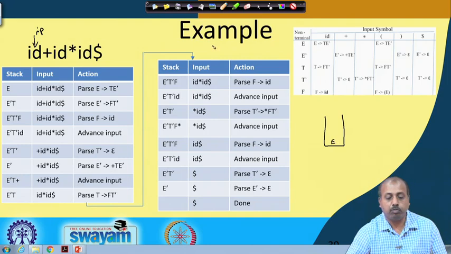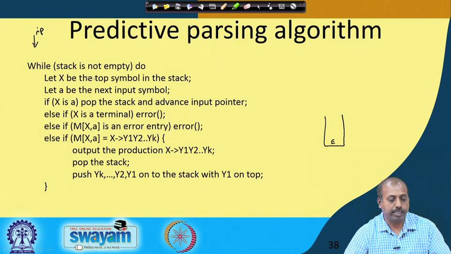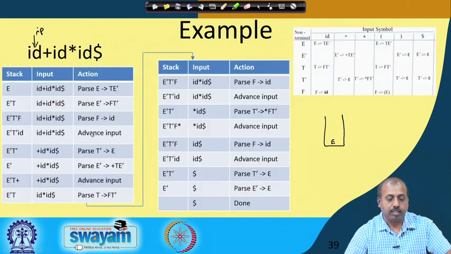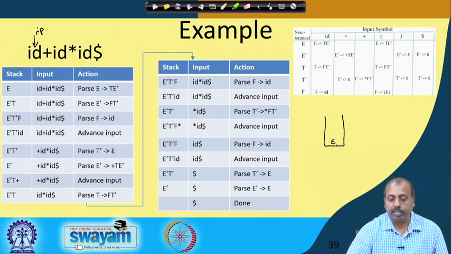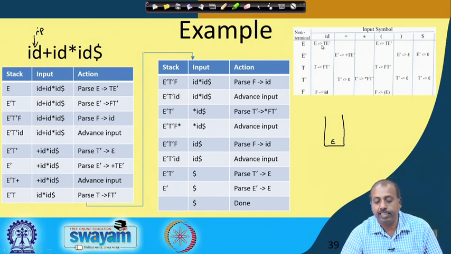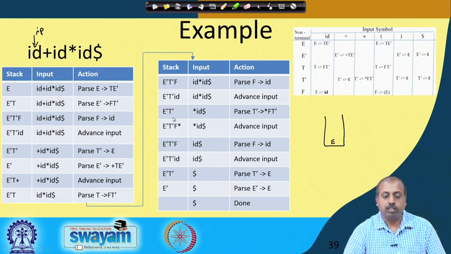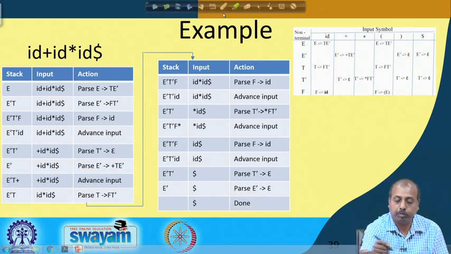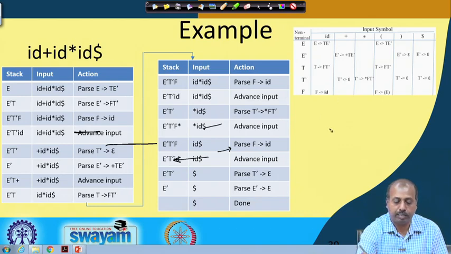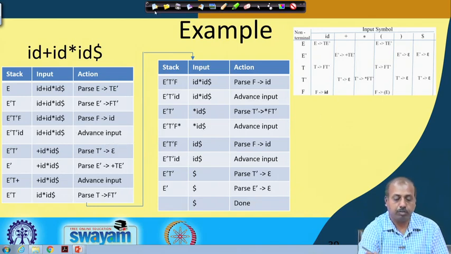As per our rule, we have to check if x is a terminal, do something. In this case, x is not a terminal because the top of the stack contains E, which is a non-terminal. So, we have to see the corresponding entry in the table M[X, a], that is M[E, id]. So, M[E, id] is E producing T E dash. What will happen? The action is we have to pop out this E from the stack.